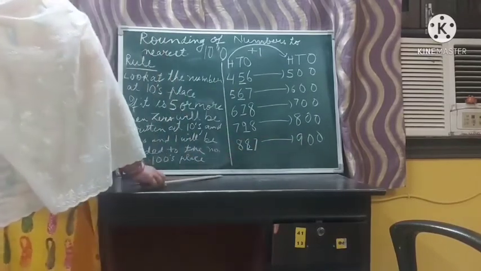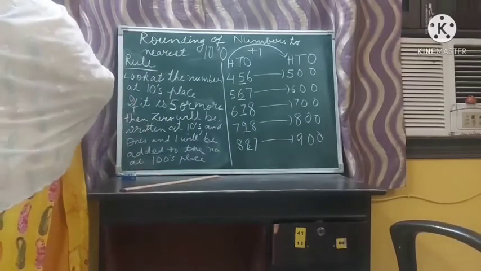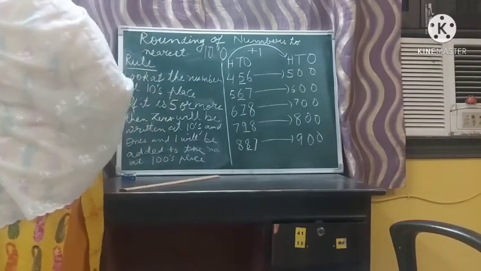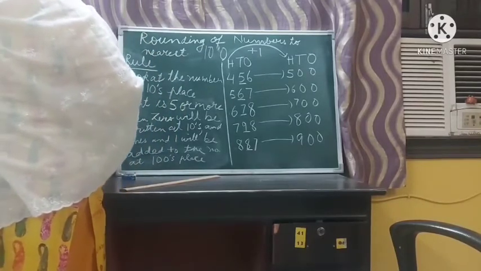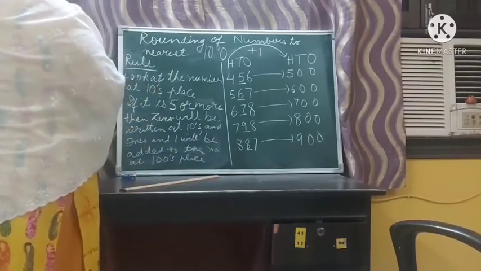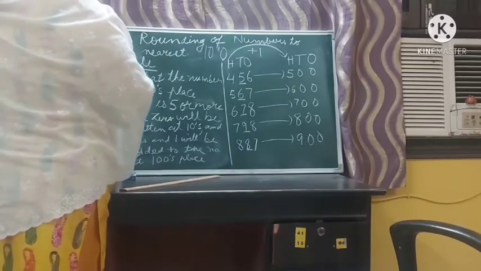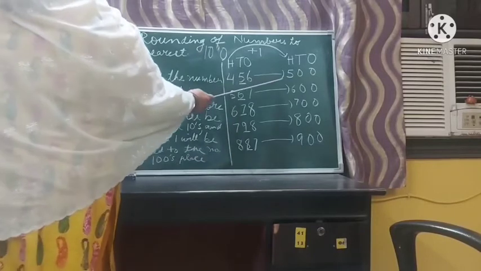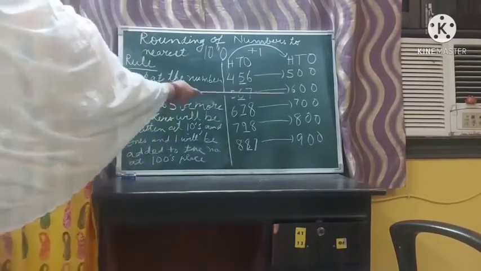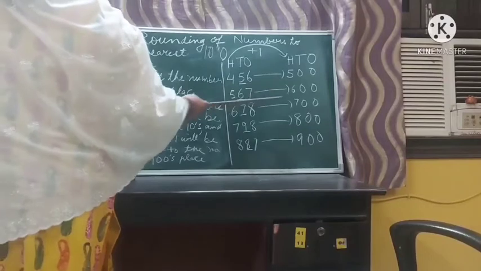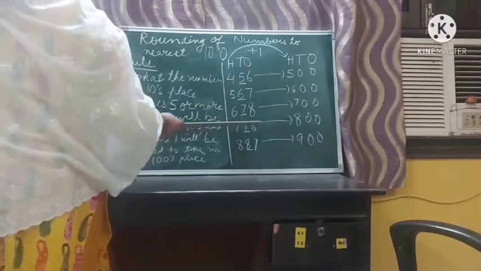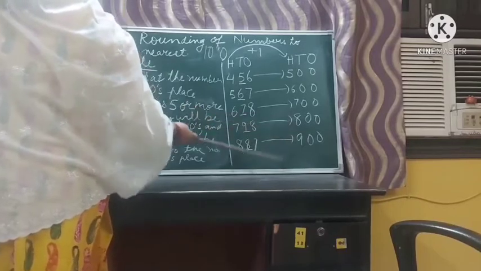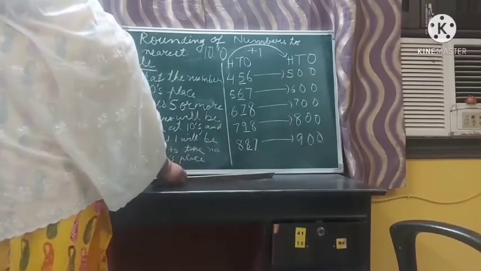So what is the rule here? When we have to round off the number to the nearest 100 and the tens digit is 5 or more than 5, then in the tens and ones you write 0, 0, and in the 100 place you add 1. So 456 will become 500, 567 will become 600, 678 will become 700, 798 will become 800, and 887 will become 900 when you round off this number to the nearest 100.